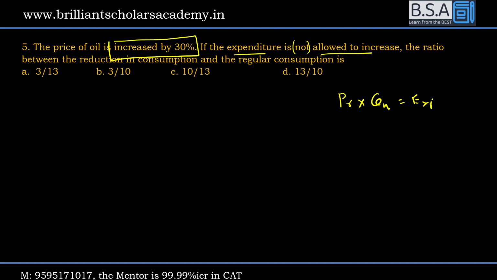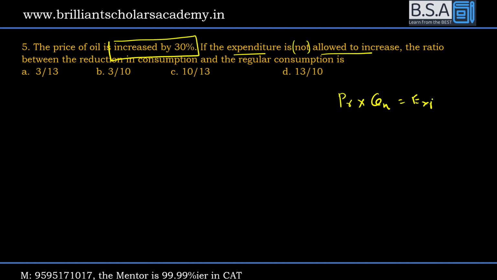Pay attention. The ratio between reduction in consumption, it will always be final upon initial, always. Initially you used to consume 13 units. Now finally you are consuming 10. What is the reduction? Reduction is upon regular. What is regular? 13 or 10? 13. So your question is reduction upon regular. 3 by 13. Which option?